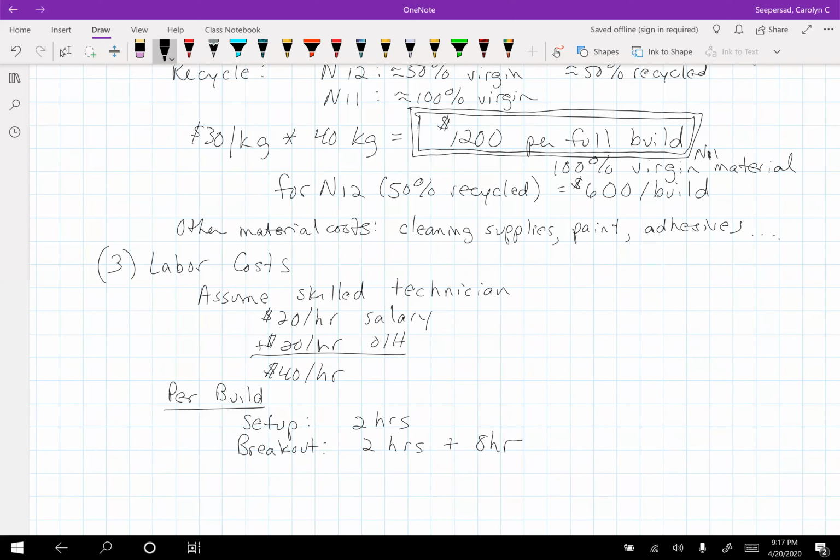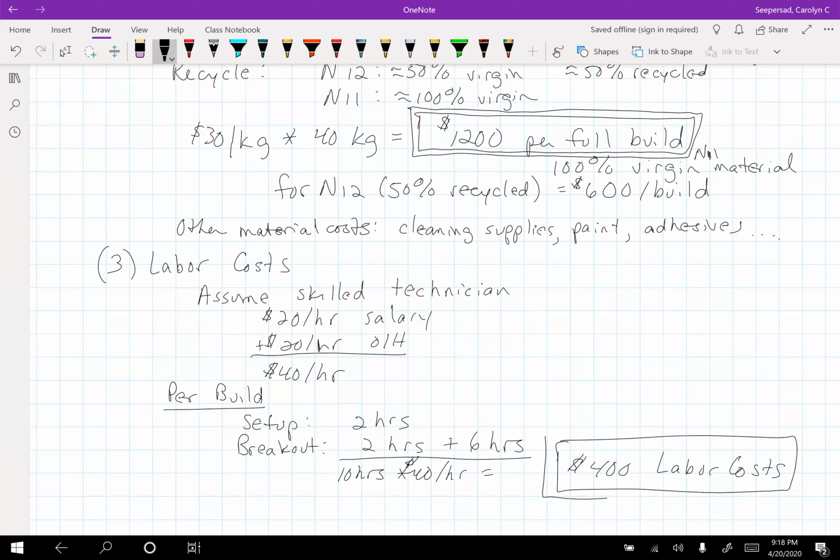Let's add another 8 hours, just to get all those parts. There's so many of them ready to go. Actually, let's add another 6 hours, I think 8's a bit too much, so 8 hours altogether. And so that is going to total 10 hours to get everything ready, times $40 per hour is going to be a total of $400 in labor costs. All right, so let's box that because we're going to need that again as well.